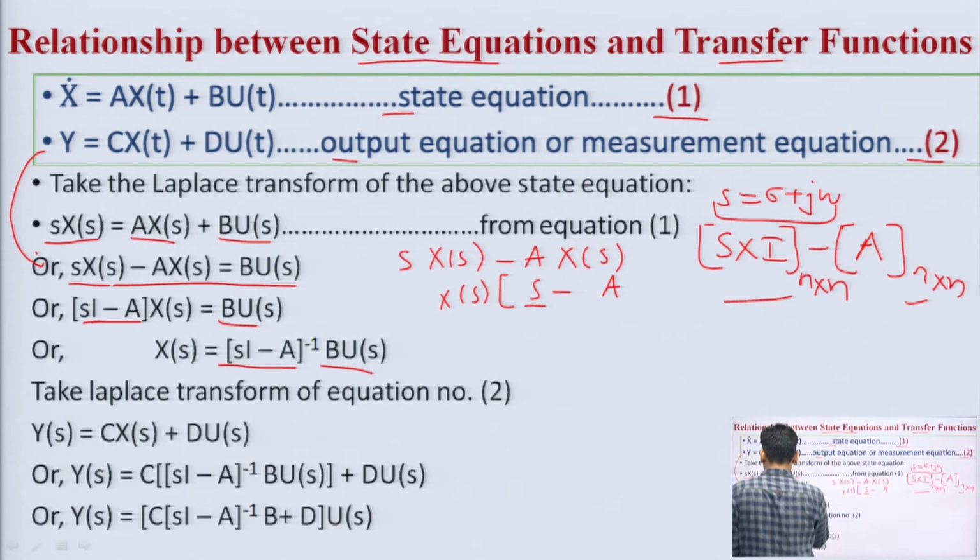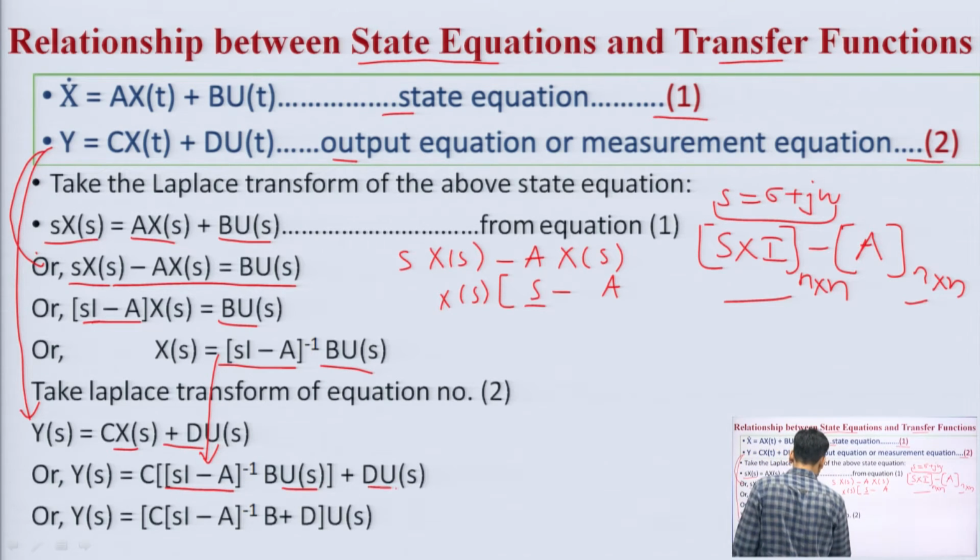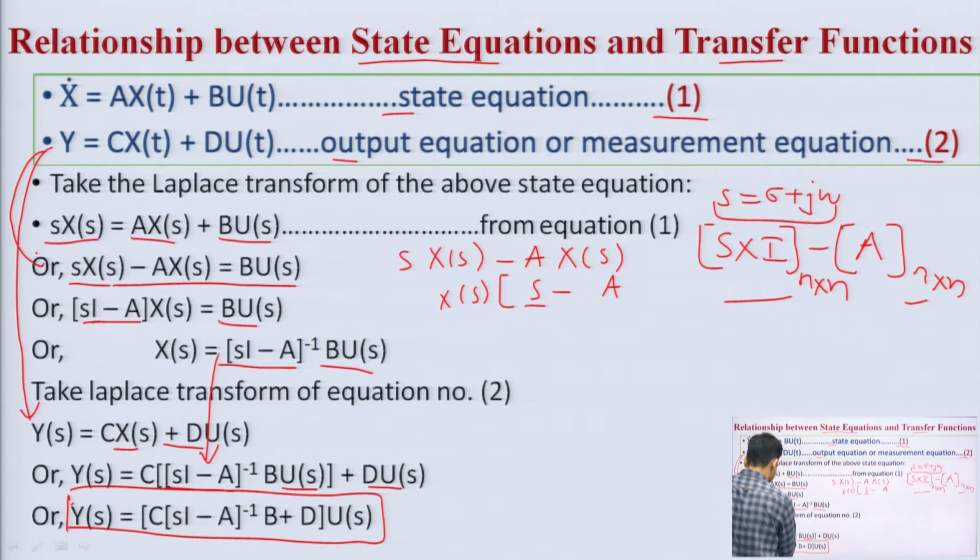Now, we need to take the Laplace transform of equation number 2, that is our output equation. So, this output equation is Y(s) equal to C X(s) plus D U(s), because there is no derivative expression, we can directly write this expression. If we evaluate the value of X(s) from the above expression, this will be the output expression, right. So, C multiplied by (s I minus A) inverse B U(s) plus D U(s). Okay. Then if I further solve it, if I take common U(s), Y is given by this expression, right.